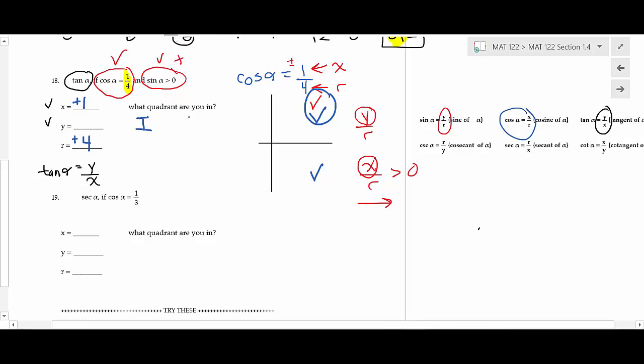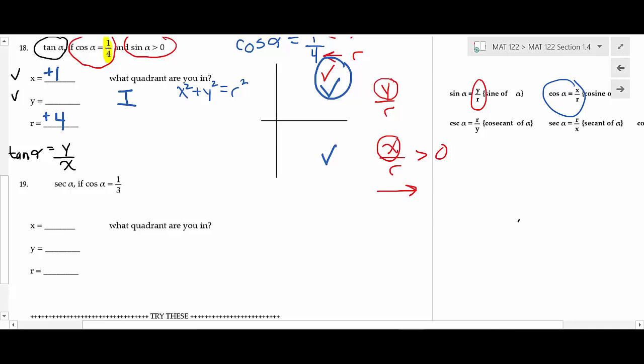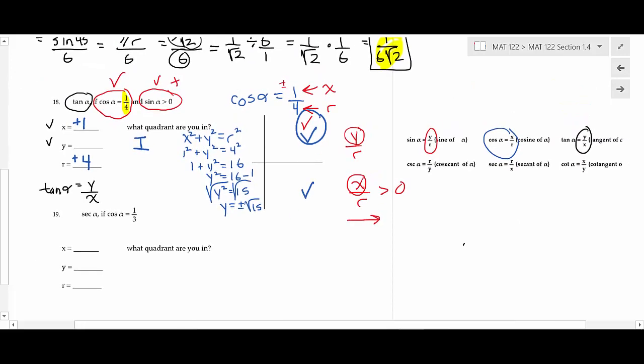So we have x squared plus y squared is equal to r squared. So we should now be able to easily figure out what y is. x is 1, so that's 1 to the second, plus y squared is equal to 4 squared. So that's 1 plus y squared equals 16. You can subtract 1 from both sides. So you're going to get y squared is equal to 15. And then square root both sides. You get y is plus or minus root 15. So you have to figure out, is it positive or negative?